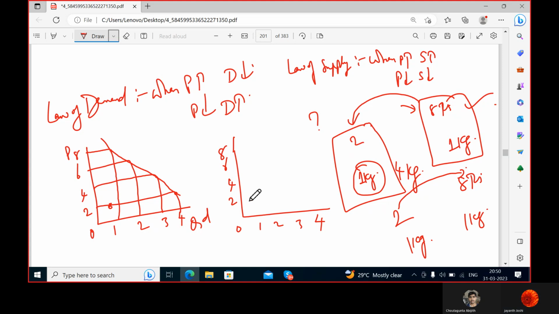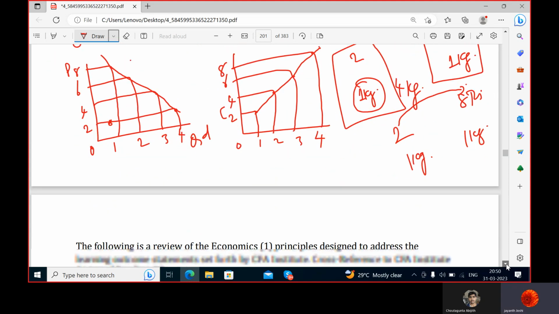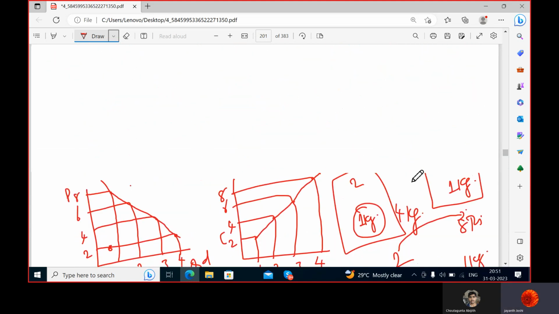So for 2 rupees 1 unit, for 4 rupees 2 units, for 6 rupees 3 units. If you are adding 2 rupees, an extra 1 unit is increasing. Now for 8 rupees, you will be willing to supply 4 units or 4 kg. Correct? Because the price is increased, the supply would increase automatically. Understood? Now, this is upward sloping, this is downward sloping. Next comes the concept of elasticity.